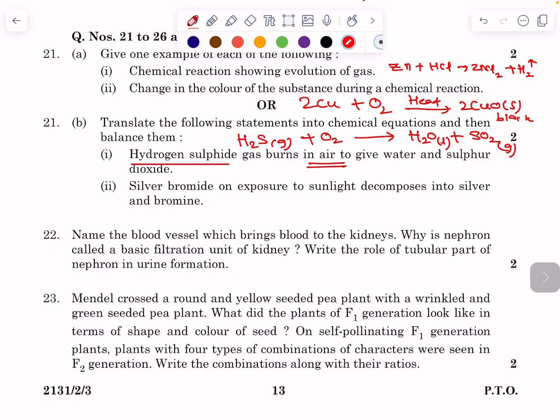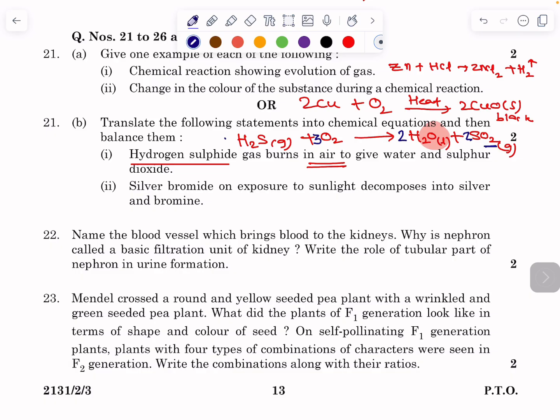To balance this, here we have two oxygens, here we have only one oxygen. Here also we have two oxygens, one sulfur, two hydrogens, but here we have three oxygens. In the right side we have one oxygen here, and two oxygens here. So to balance the oxygen, you put 3 here, making the oxygen number 6. To make the oxygen number here also 6, you put 2H2O, and 2SO2.